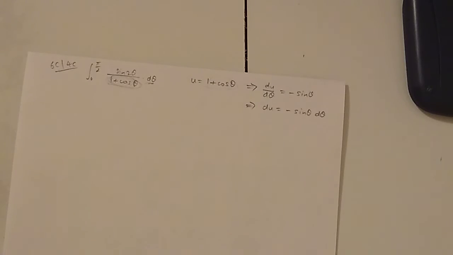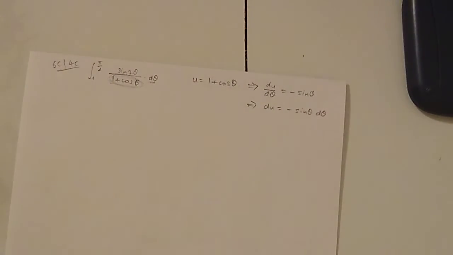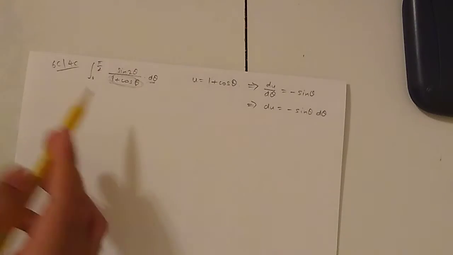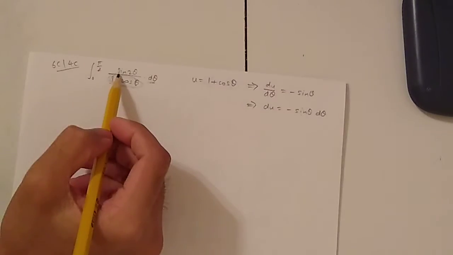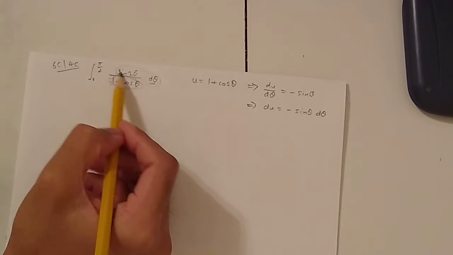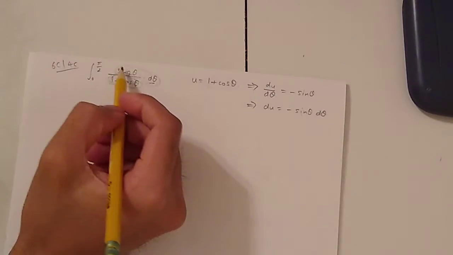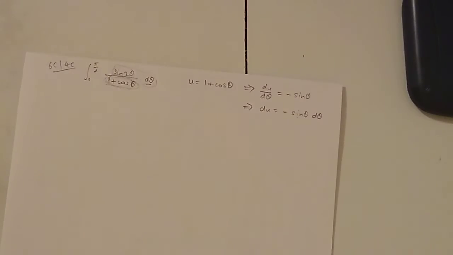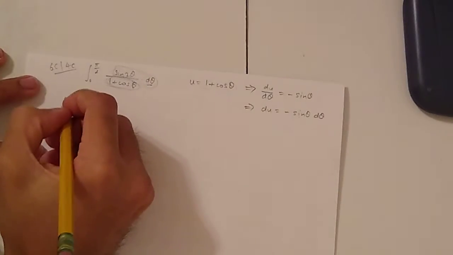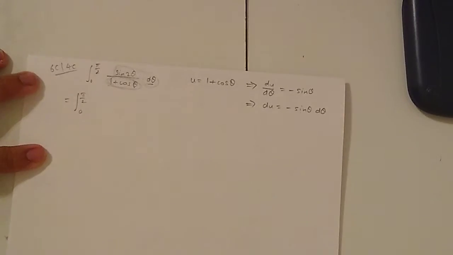Now notice that 1 plus cos theta can easily be replaced with u. But we do not have sin theta, we have sin 2 theta d theta. So we cannot simply replace the sin 2 theta d theta with du. We do need sin theta. Notice that we have sin 2 theta, and we can expand this. So we get the integral from 0 to pi by 2. We are not yet substituting, so the limits are still the same, 0 to pi by 2.